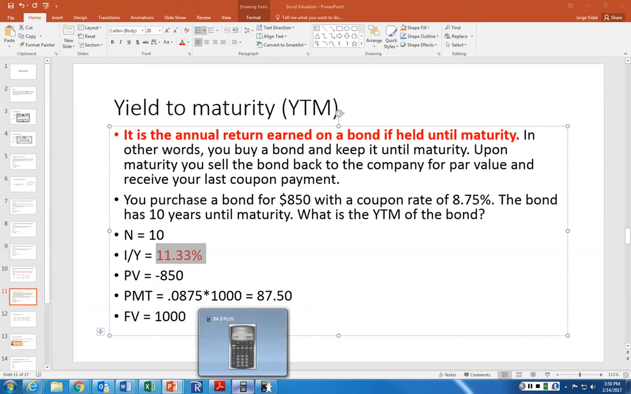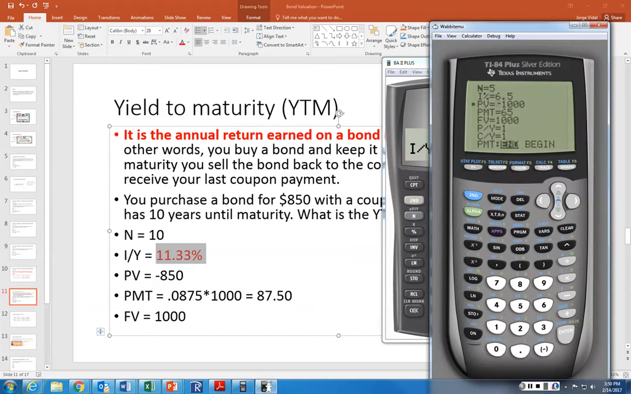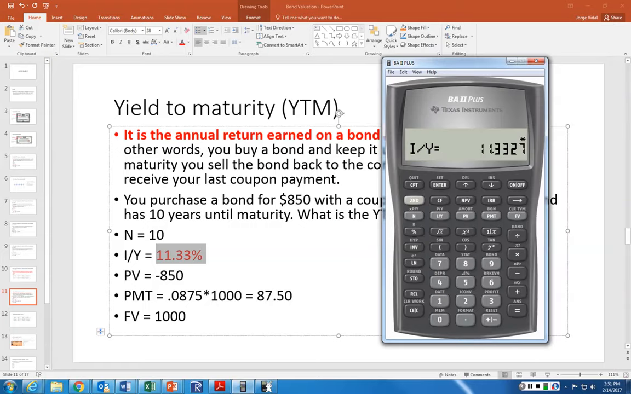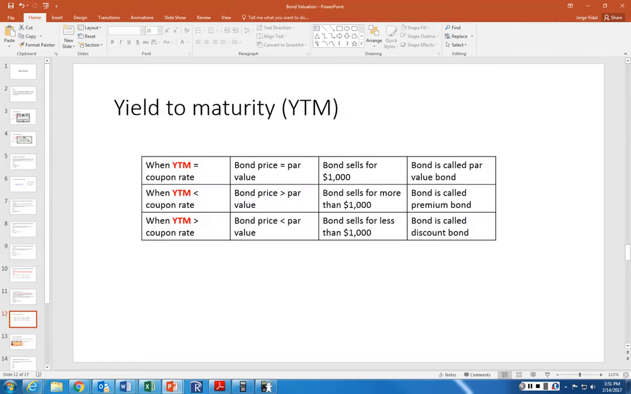Okay. In this calculator, so N equals 10, present value 850, payment 87.50, alpha, solve, 11.33%, same as the other calculator. And same table, but instead of using R less than, equal to, or greater than the coupon rate, I'm using YTM, which is how you express bond yields, as YTM.